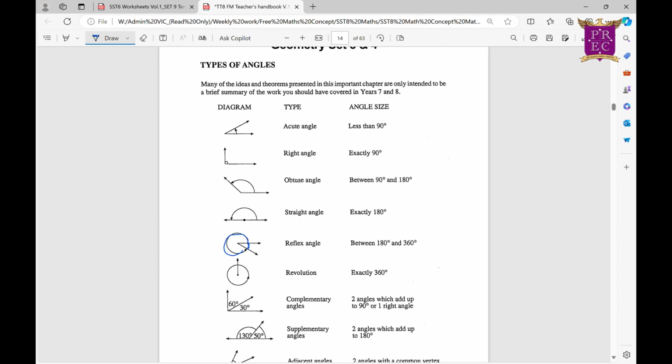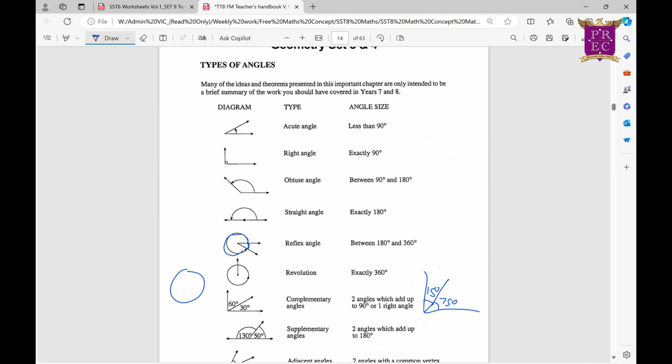Revolution is just a circle, 360 degrees, and then we have complementary angles, which are angles that add up to 90 degrees. So we have, for example, 60 and 30, those are complementary angles. 45 and 45, those are complementary angles. 20 and 80, 15 and 75, they're all complementary angles.